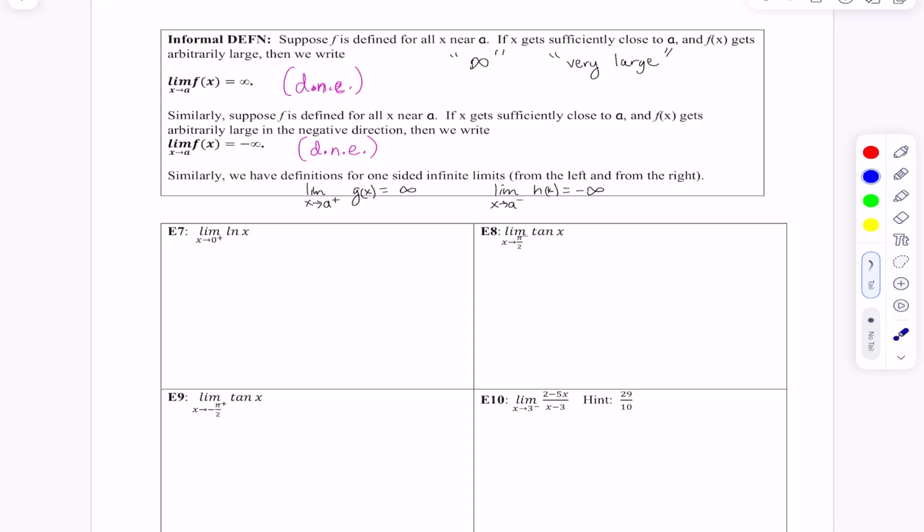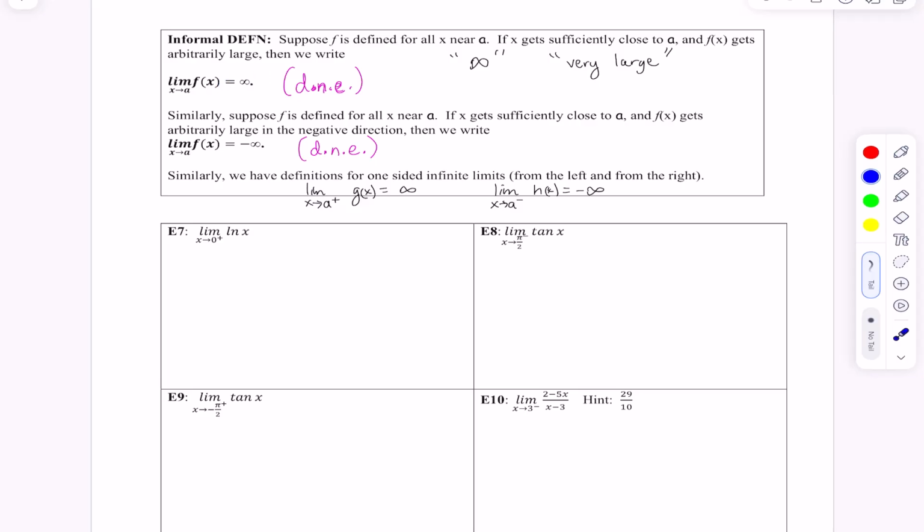Just a few more examples here. We're going to begin with an informal definition. Suppose f is defined for all x near a. If x gets sufficiently close to a and f of x gets arbitrarily large, then we write that the limit as x approaches a from both sides, the corresponding function values will approach a concept called infinity.